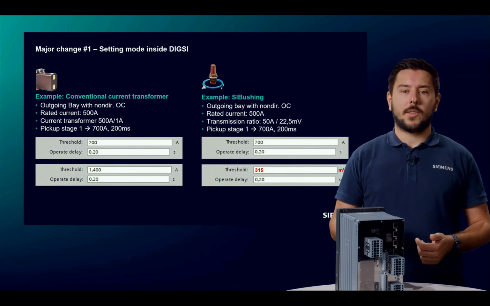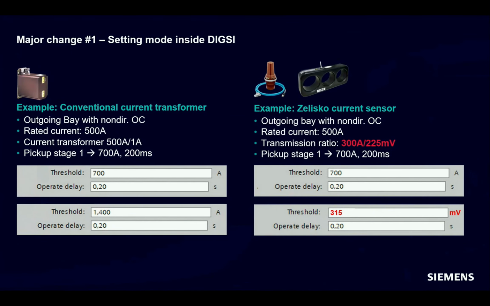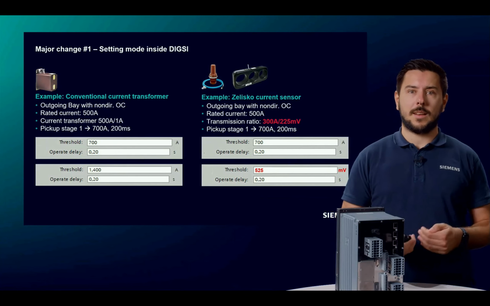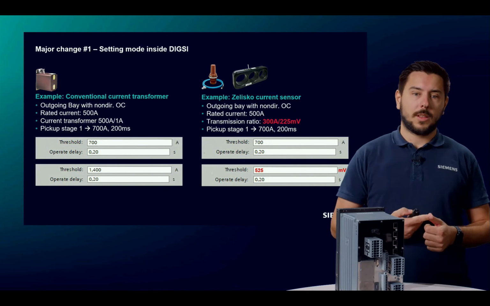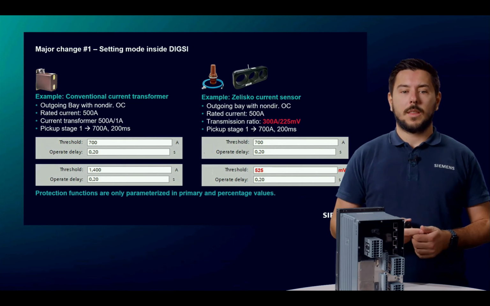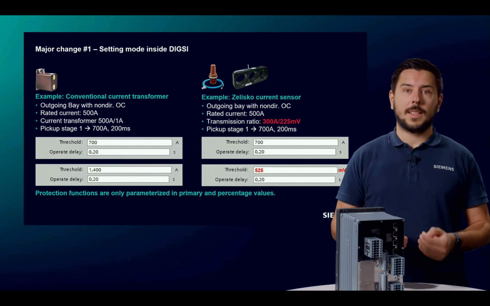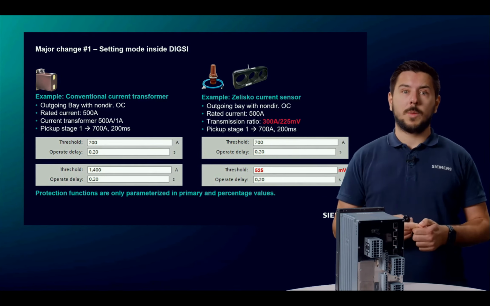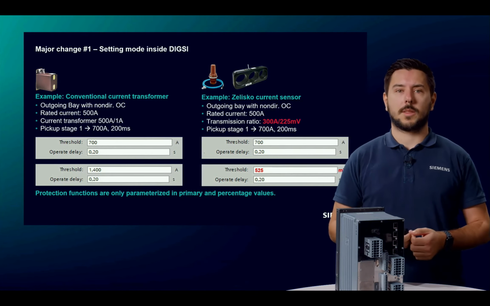However, if a current sensor from Celisco, for example, with a transmission ratio of 300 amps to 225 millivolts is to be used in the field, a different parameter would result. In this case, 525 millivolts. And based on these examples, it's really obvious that entering parameters in secondary values is difficult and therefore not recommended. Therefore, we have made the decision to hide these setting modes for the 7SY82. Therefore, protection parameters can only be set in primary or percentage values.